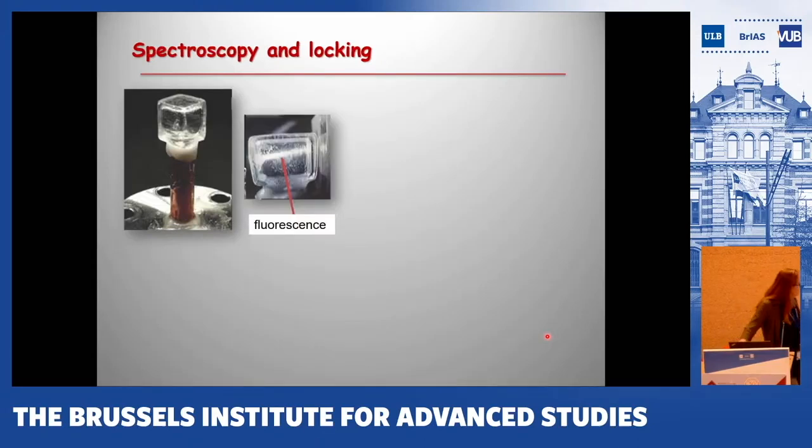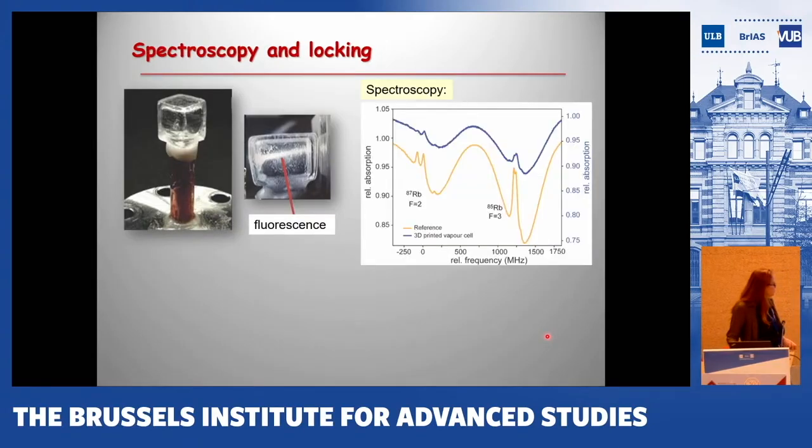And we have used these cells to measure spectroscopy. So you can see the printing leads to some kind of roughness, but this is the fluorescent beam, and one can clearly see it, and one can do Doppler-free spectroscopy. Also, whenever we print these cells, we're getting better and better.